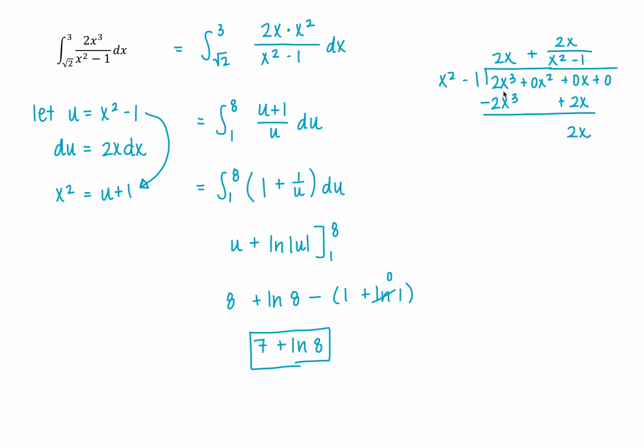So if you're going to work this one with the long division first, that's what you'd end up integrating. So you'd have 2x plus 2x over x squared minus 1. You'll end up with the same answer. I just wanted to show you could go about it two different ways.